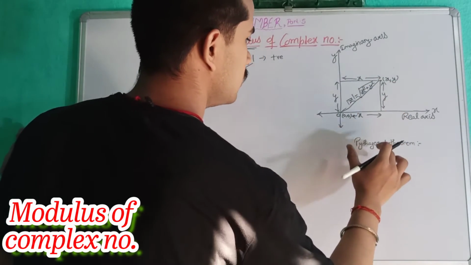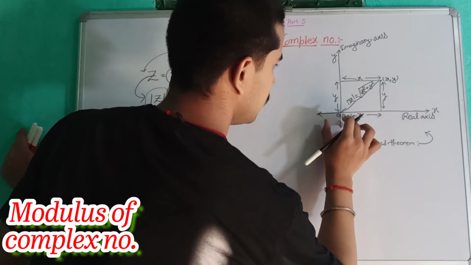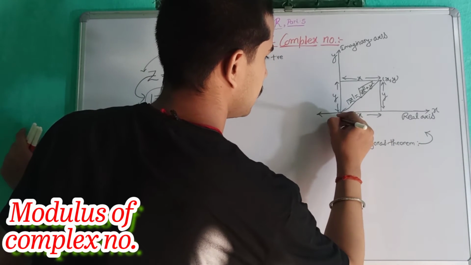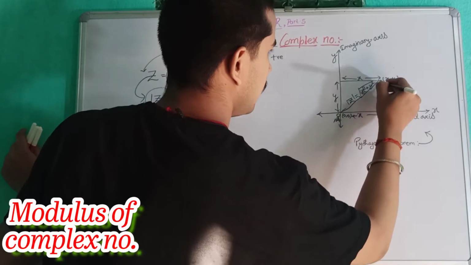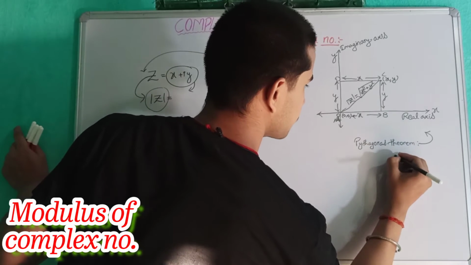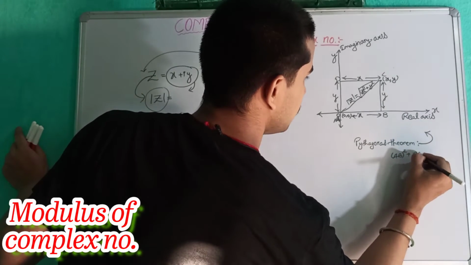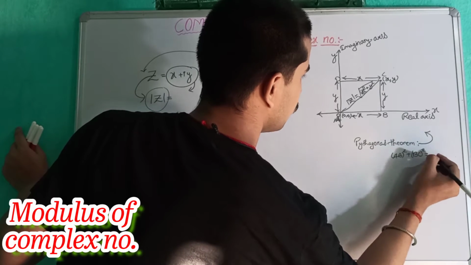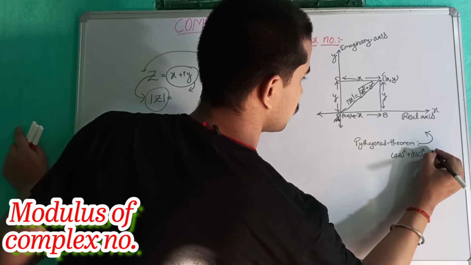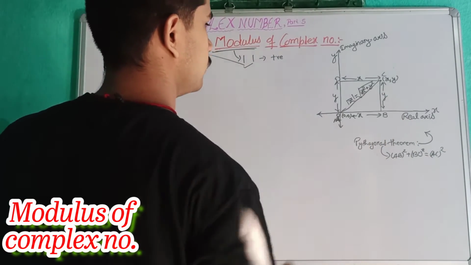How can we do so? Because by the Pythagoras theorem we can see that, let this be point a, and this be c and this be d, then we can say that AB square plus BC square will be equal to AC square by Pythagoras theorem. So we can say this, okay?